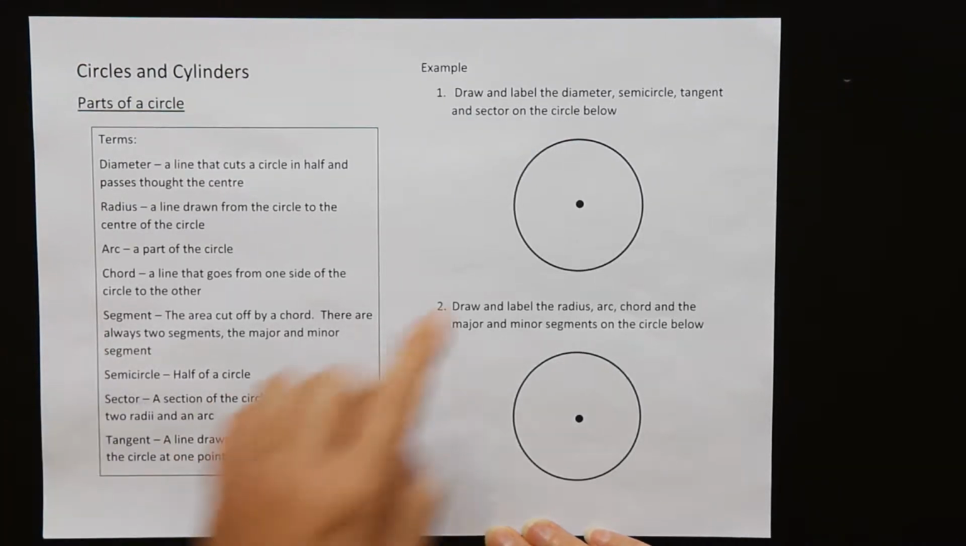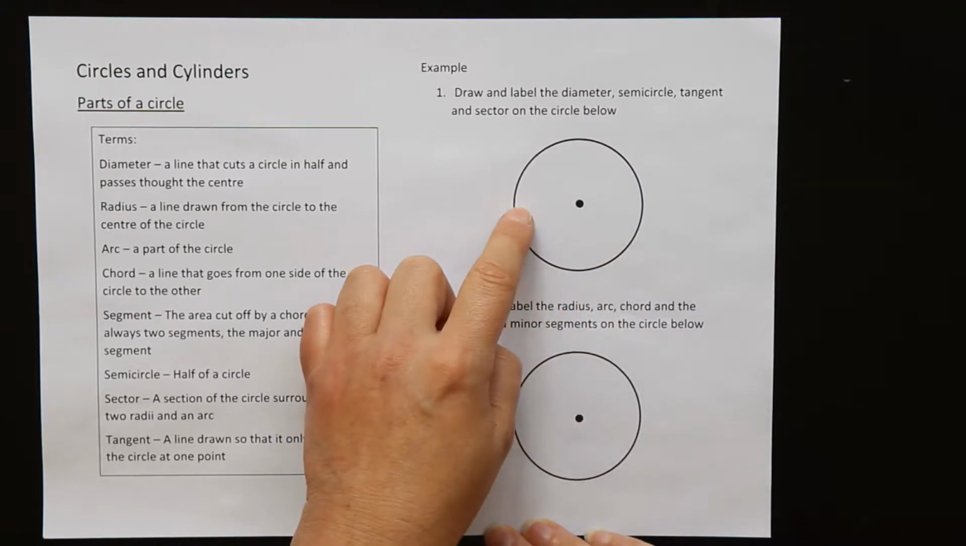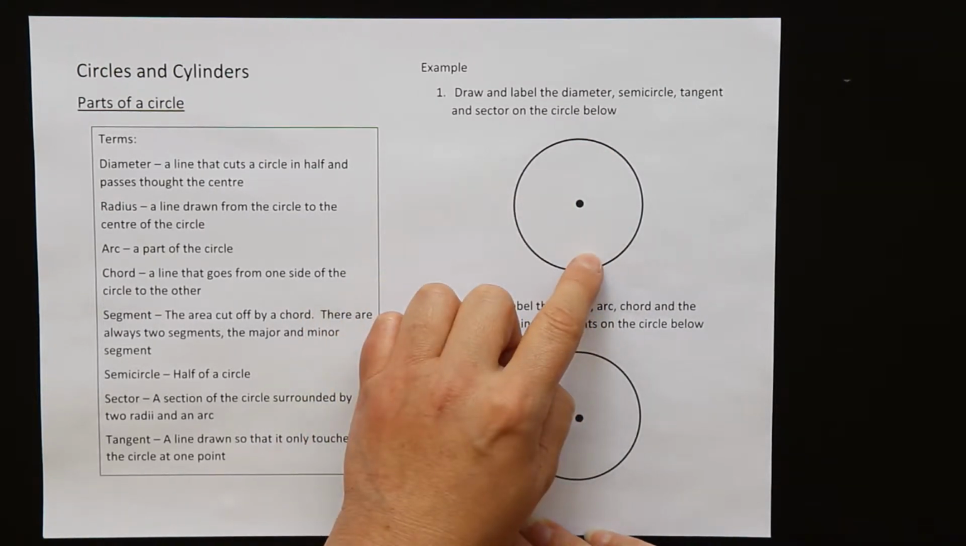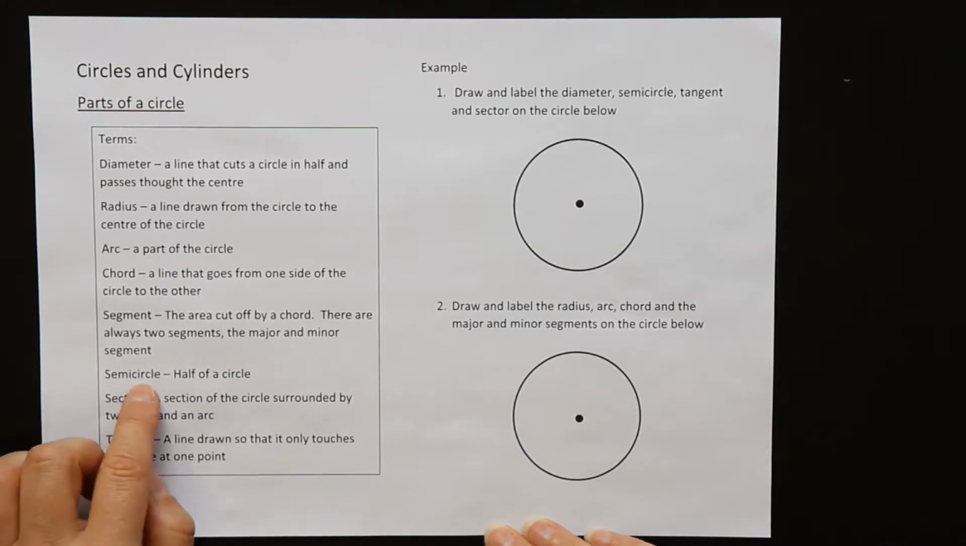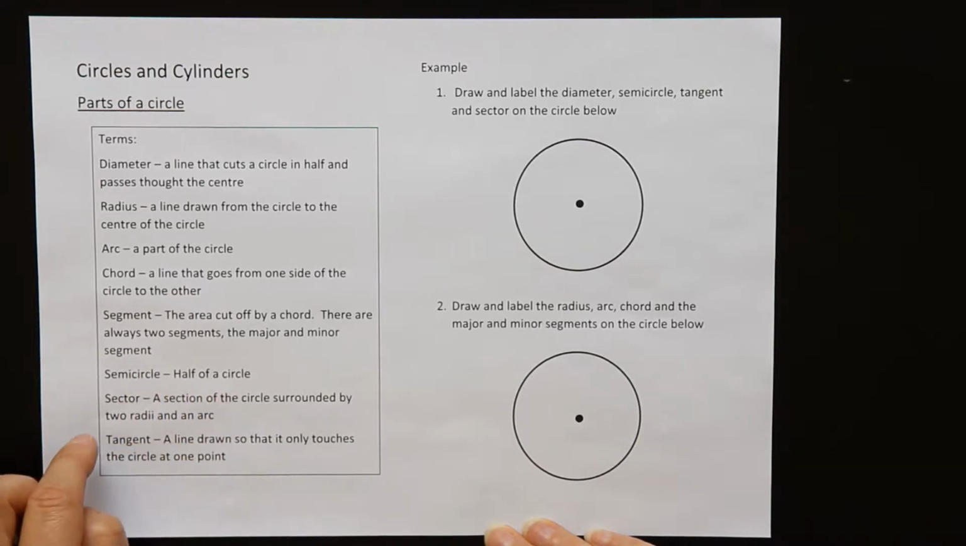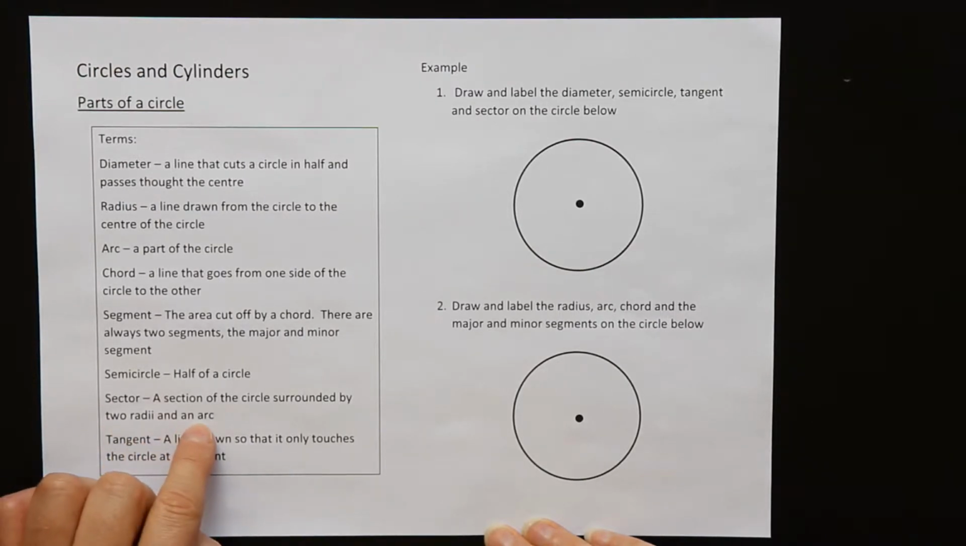There are always two segments, the major segment and the minor segment. So you can probably guess, if I was going to cut my circle across here, the major segment is the big part that's cut off and the minor segment is the small part that is cut off. A semicircle is half of a circle. A sector is a section of the circle surrounded by two radii and an arc. I like to think of it as a piece of pizza.